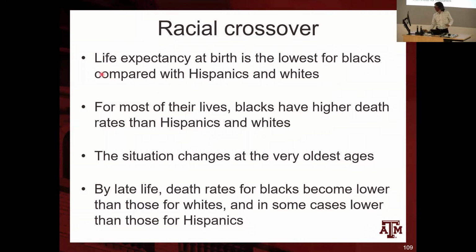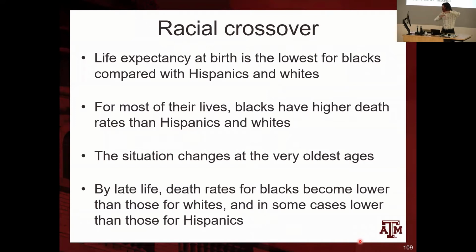So here, this first topic is talking about life expectancy at birth. But we saw in the life table that we can estimate life expectancy at all the other age groups. Even in other age groups, passing through adult ages and everything, Blacks usually have higher death rates than Hispanics and whites. But the situation changes at very old ages. By late life, death rates for Blacks become lower than those for whites, and in some cases lower than those for Hispanics.